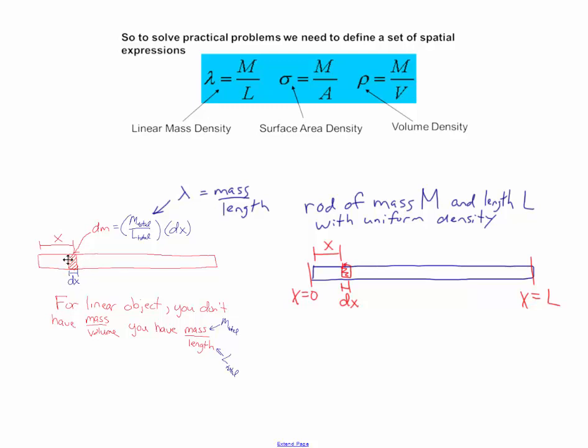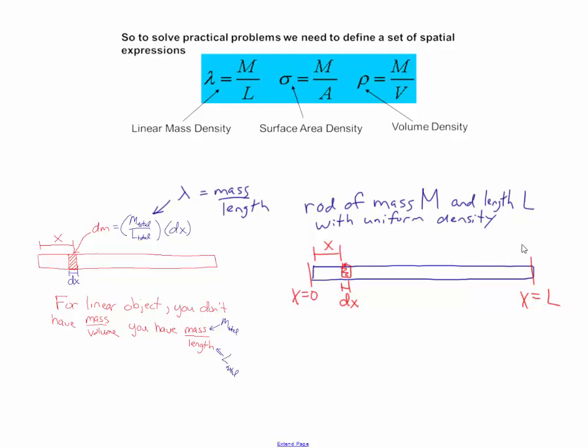So we're first going to look at this one-dimensional case, and what you would do is you would break this rod up into individual pieces. This little tiny piece has a width dx. The mass of that little tiny piece is the linear mass density, the mass per length, times the length of that segment dx. So again, for a linear object, we don't have mass per volume, we have mass per length. And if it's a uniform density, you just take the total mass divided by the total length.